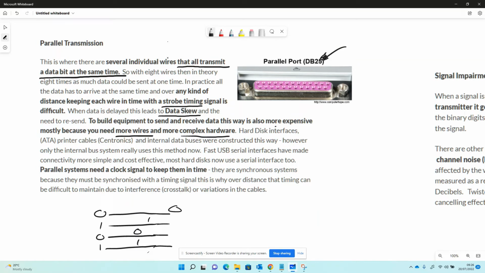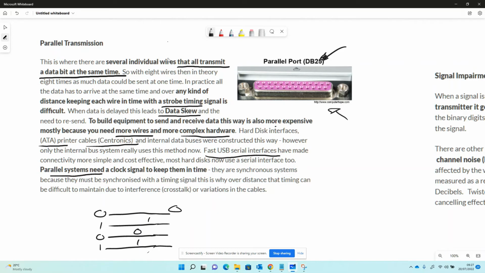It's not used so much anymore because USB serial interfaces have become really quick, much faster. We can send data a lot faster than we used to be able to. However, you might still come across a hard disk interface, used to be called ATA, or a printer cable, Centronics. This is a Centronics port here for a parallel printer. You might still come across them in old computers or in an old picture of a computer. It's not really used so much anymore for that, but we do still use parallel in the internal buses.